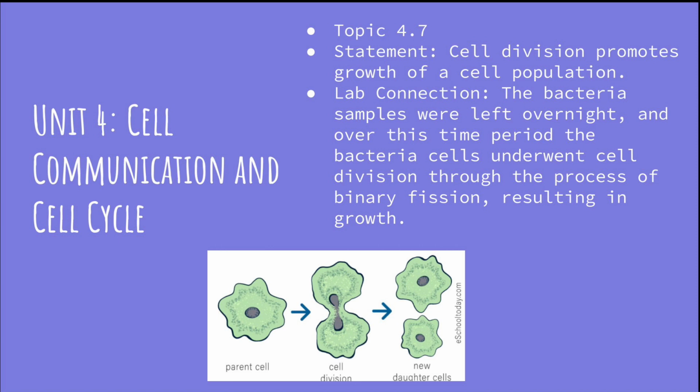The Let It Glow lab relates to Unit 4 and Topic 4.7, where we learn about cell division. Cell division promotes the growth of a cell population. The bacteria samples were left overnight, and over this time period, the bacteria cells underwent cell division through the process of binary fission, resulting in growth of the population.